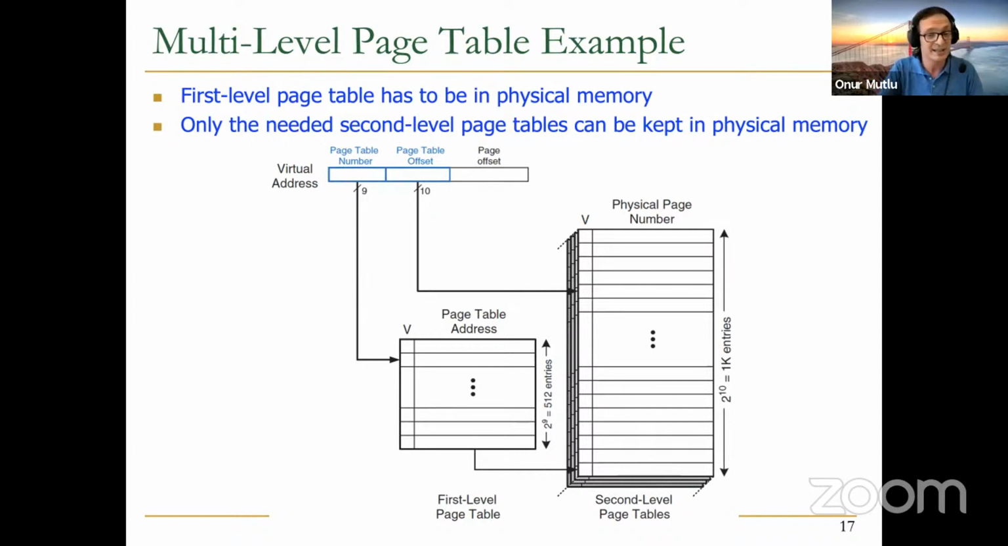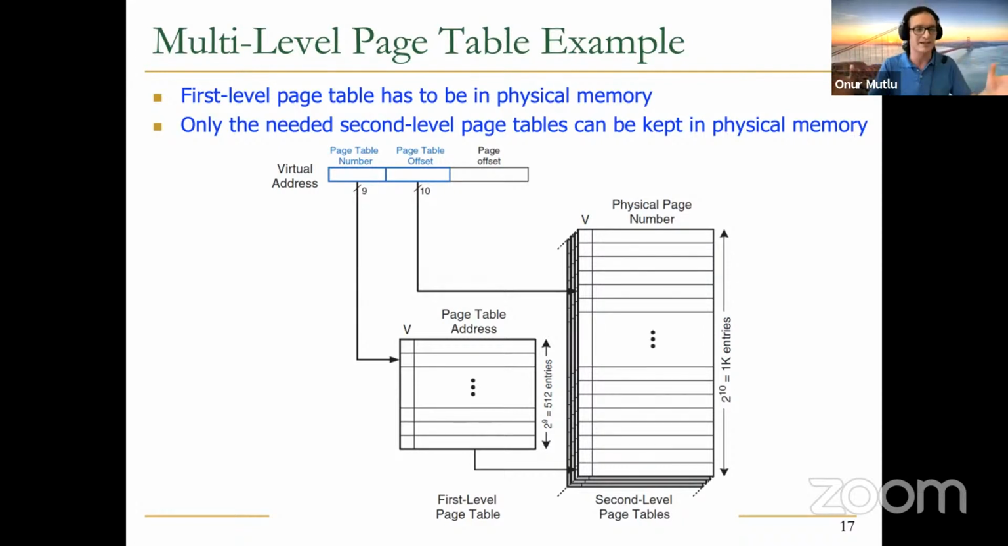But what is the downside? The downside is now each translation requires additional latency, right? You can see that you first need to translate this page table number to get the page table base register. And then you need to do the real translation by getting the real physical page number corresponding to the entire 19 bits over here. So it's a 2-level access. So you need to do 2 memory accesses to get the translation, and then 1 memory access to actually do the memory access you're supposed to do, right? So clearly this increases the latency.